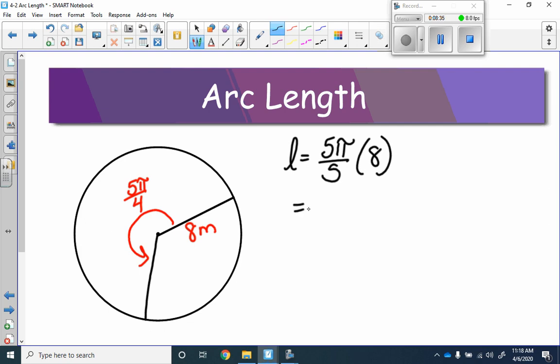So when we take 5 times 8, that gives us 40. So 40 pi over 5, and you're going to end up with, or did I do, I'm sorry, I was supposed to do 5 pi over 4. I was wondering why this was kind of goofy. My fault. 5 pi over 4. So 5 fourths times 8, which is going to give us 5 times 8 is 40, divided by 4, so we get 10. We're going to end up with 10 pi, and that would be in meters. So either one is an option for you.